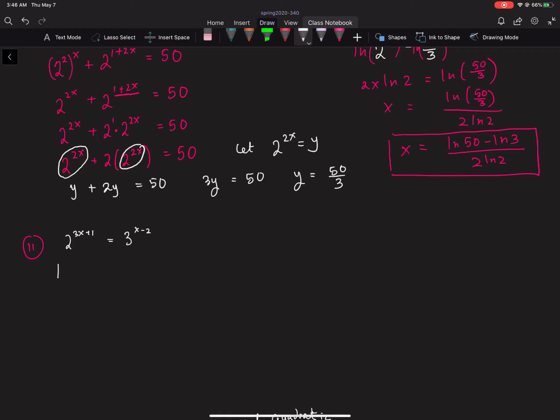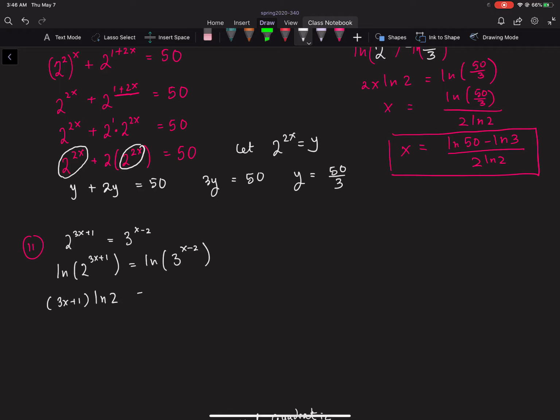So I have ln of 2 to the 3x plus 1 is equal to ln of 3 to the x minus 2. By applying the logs, I can drop the power down. Remember that I've got two terms, so make sure you use the parentheses.